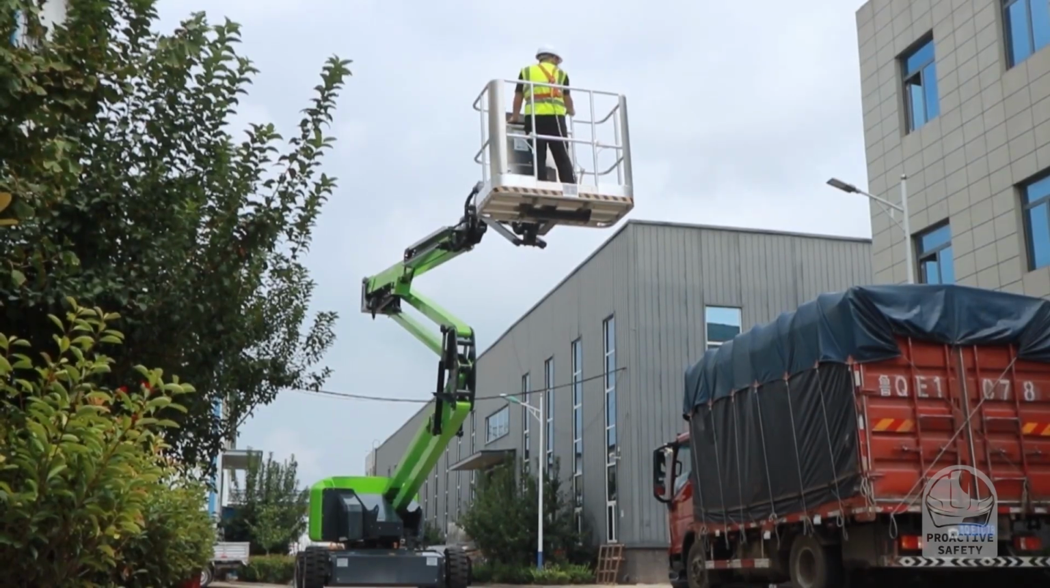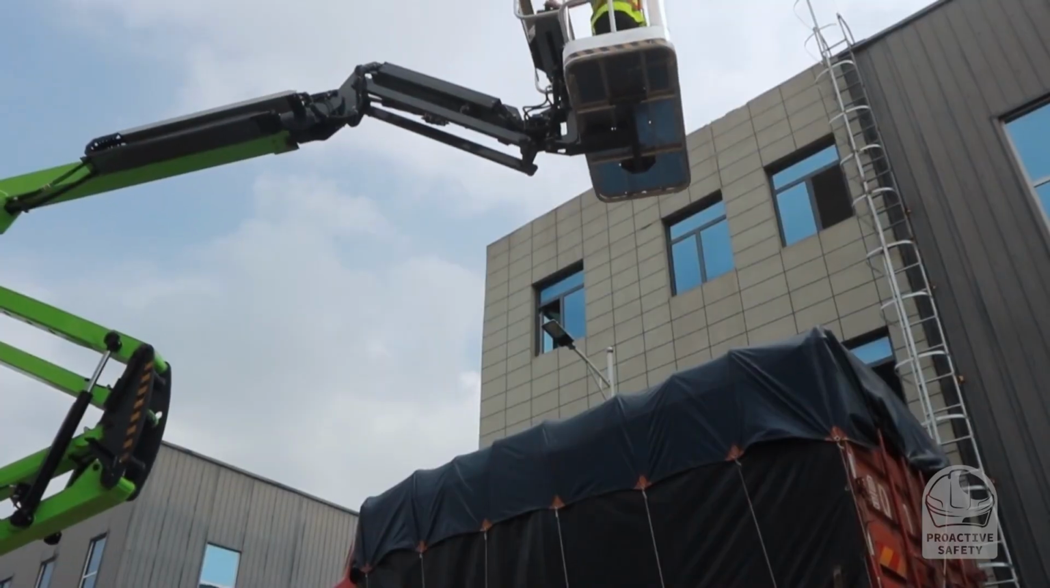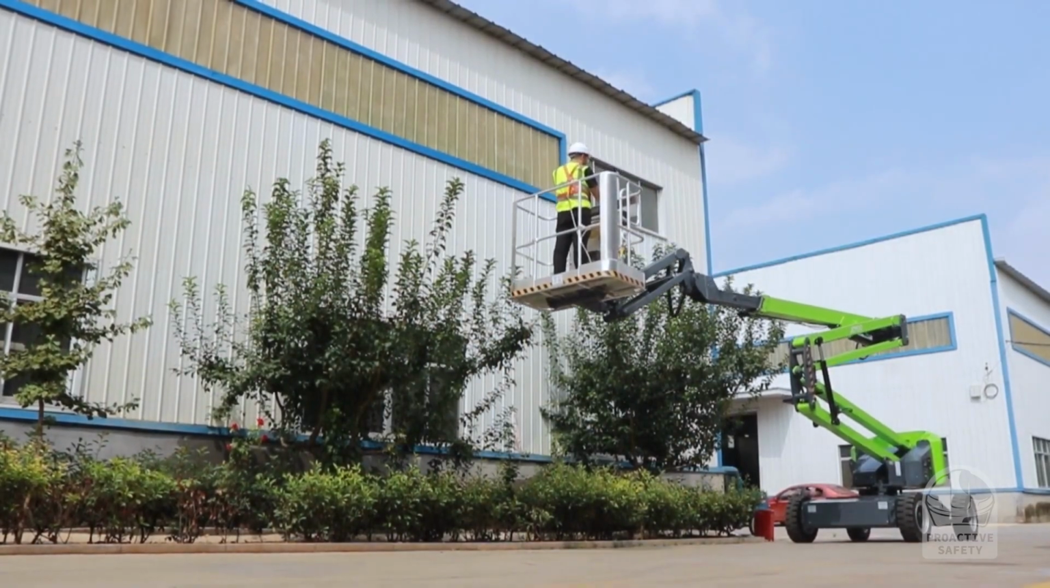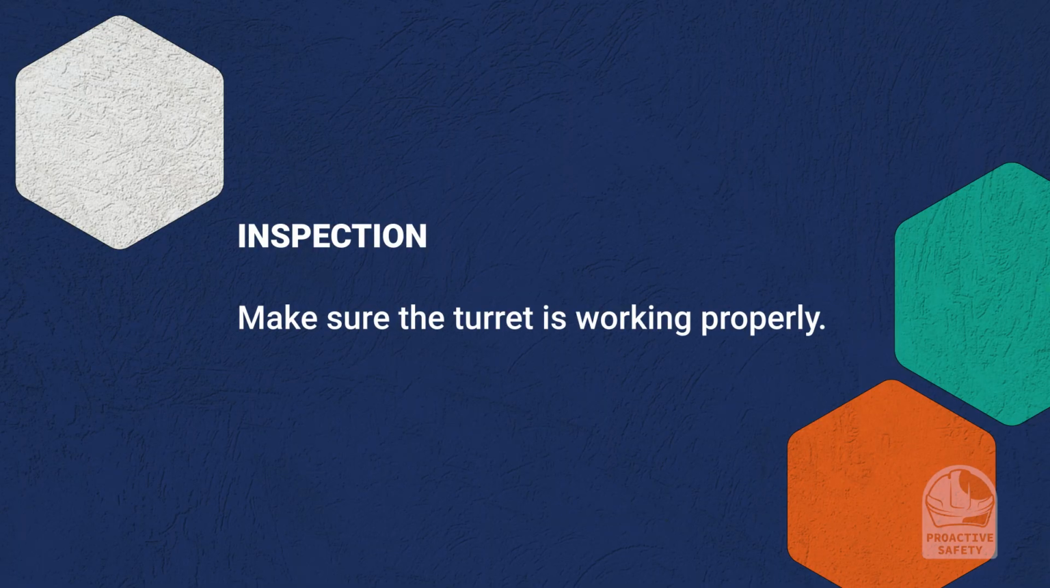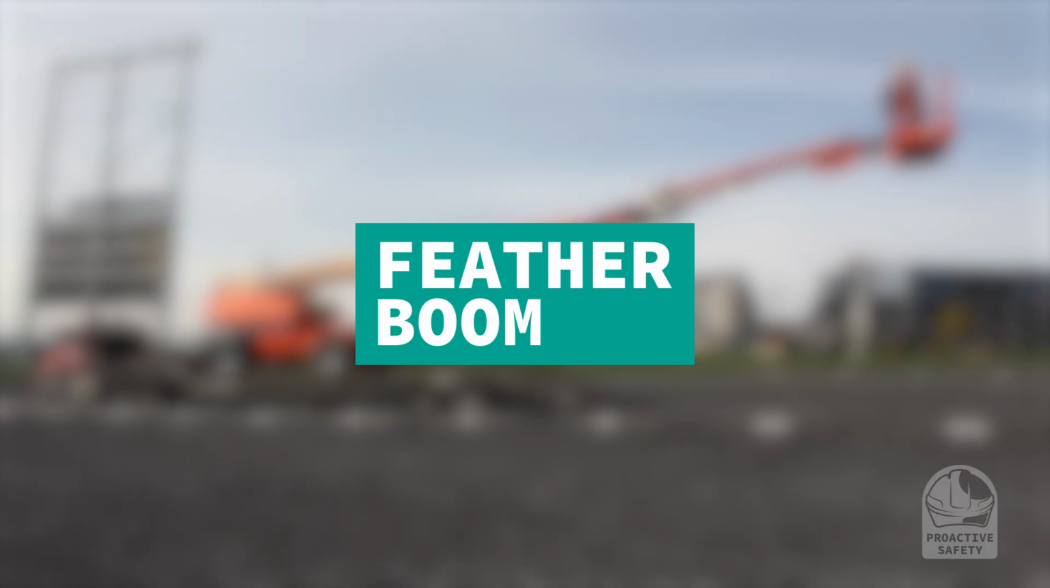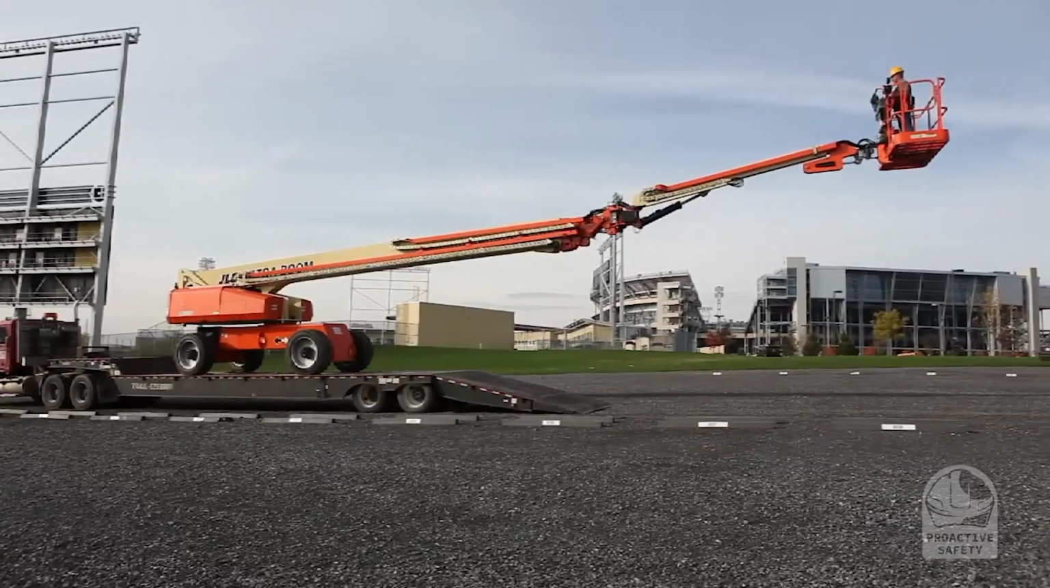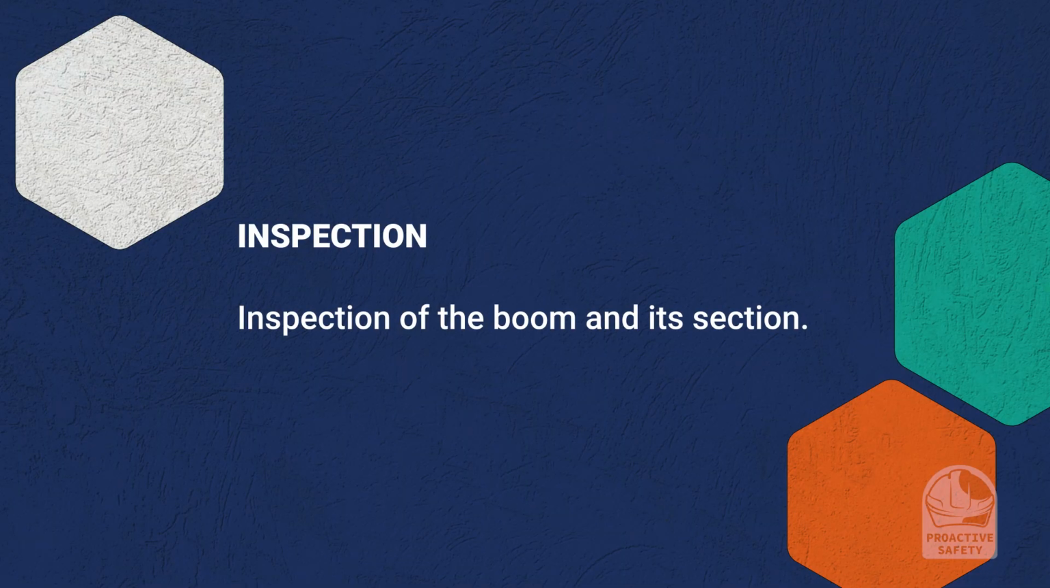Turret. The turret is a rotating structure on top of the chassis that allows the boom to rotate and reach different work areas. When inspecting, make sure the turret is working properly. Feather or boom. The boom is the extended arm on boom platforms that is used to reach heights and distances. Inspection. Inspect the boom and its sections.